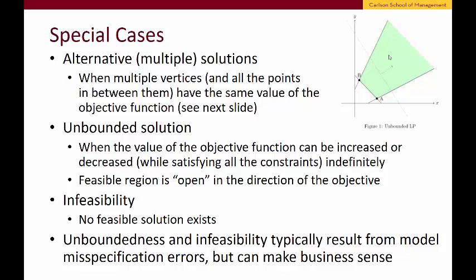For example, when less than or equal to is accidentally switched to greater than or equal to in one or more constraints. Sometimes, though, it can make business sense. There could be simply no way to have enough labor and material to produce a minimum number of products required. That is relatively easy to imagine in our example, right?